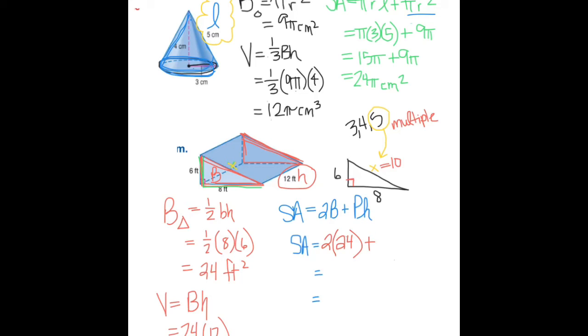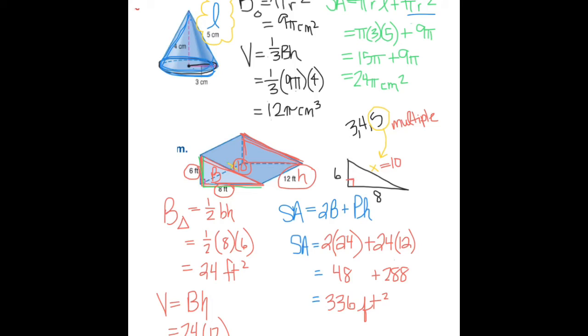So I know that the perimeter is 6 plus 8 plus 10, which is 24, times my height, which is 12. Well, that just happens to be the same thing as it happens to have the same measurement as my volume, and 2 times 24 is 48. So my final answer when I add these together is 336 feet squared.